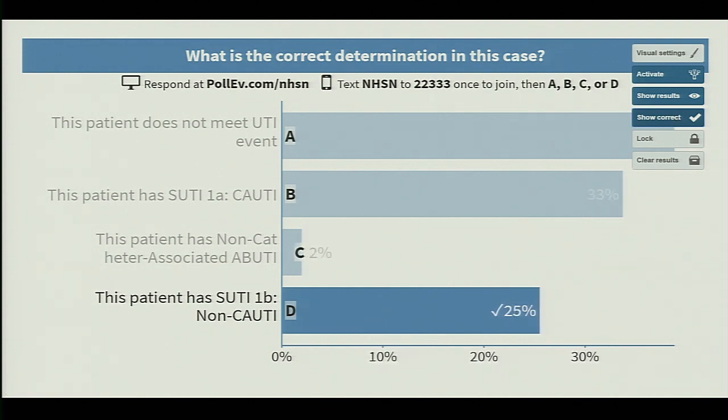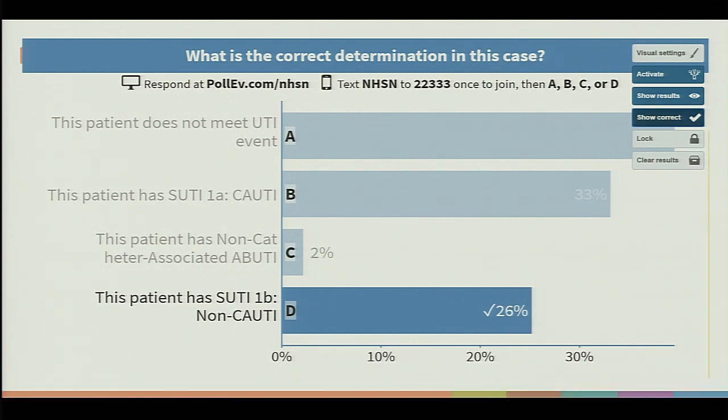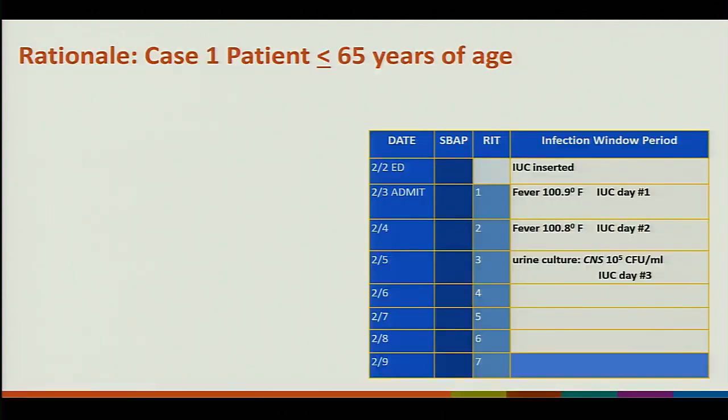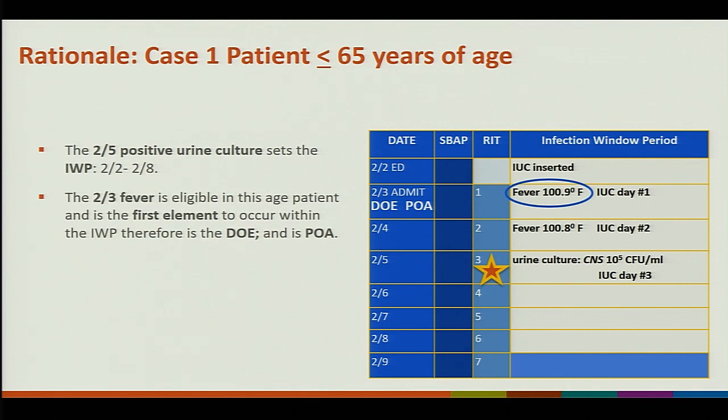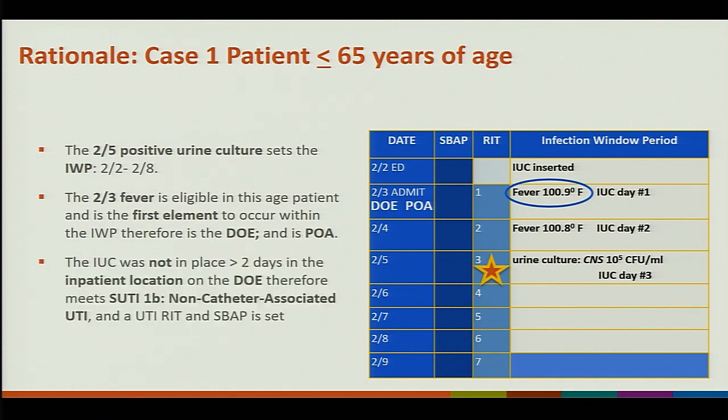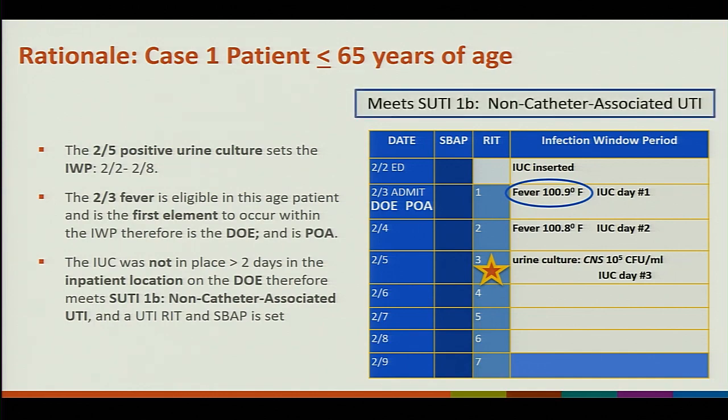This patient has a SUTI 1B. It's non-CAUTI. So let's take a look. What is the rationale? The 2-5 positive urine culture sets the IWP to February 8th. The 2-3 fever is eligible in this patient because it's the first element within the IWP. The catheter was not in place for greater than 2 days in the inpatient location on the date of event. Therefore, this is a SUTI 1B, non-catheter-associated UTI.